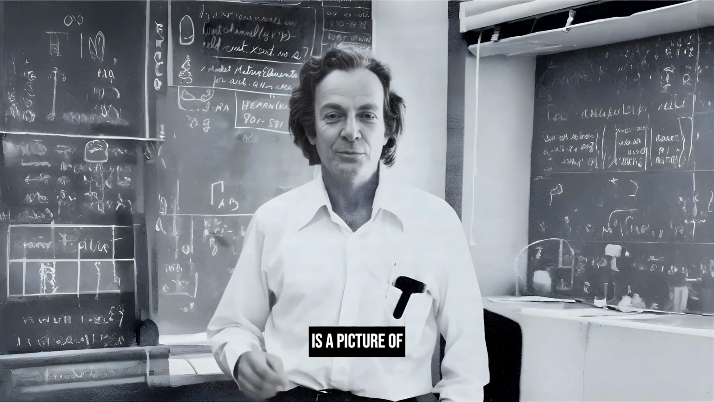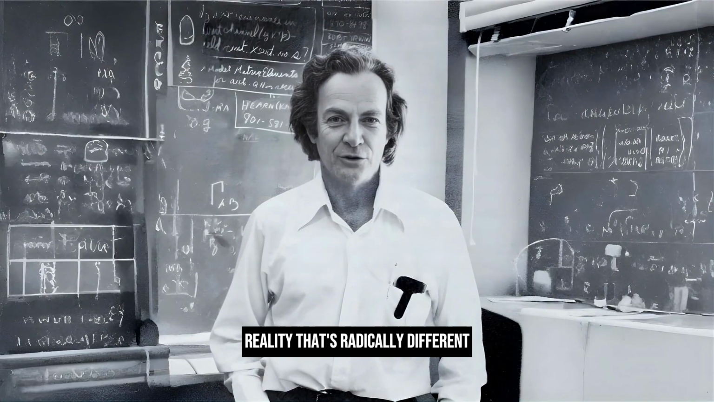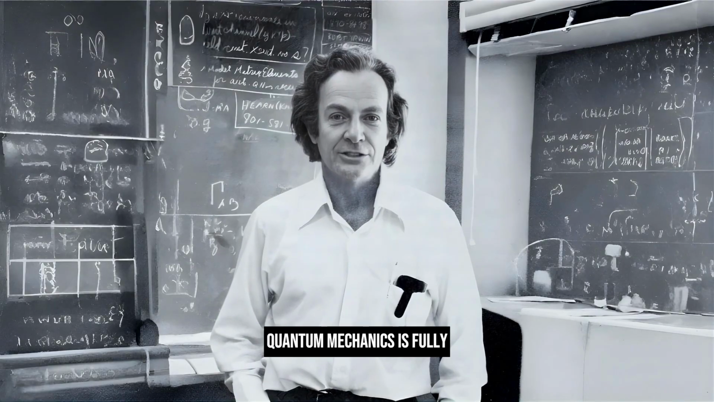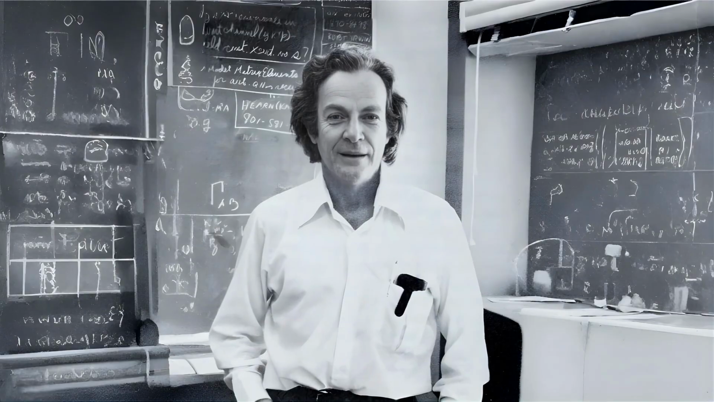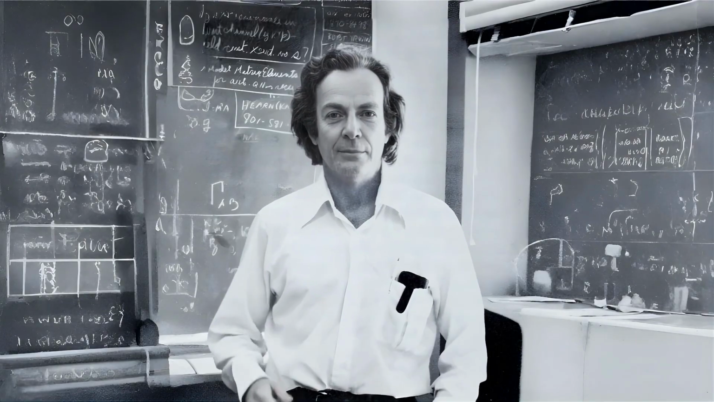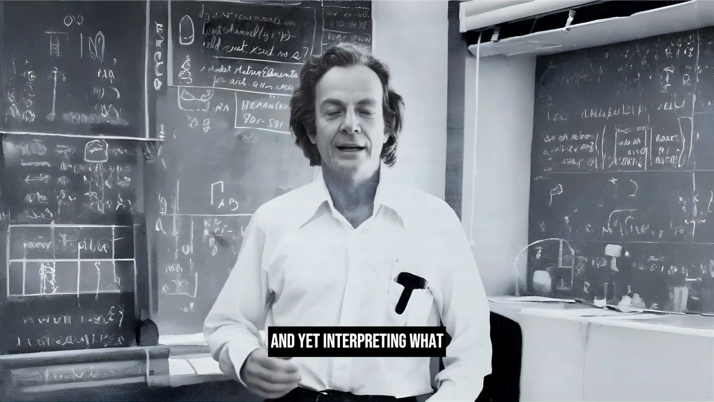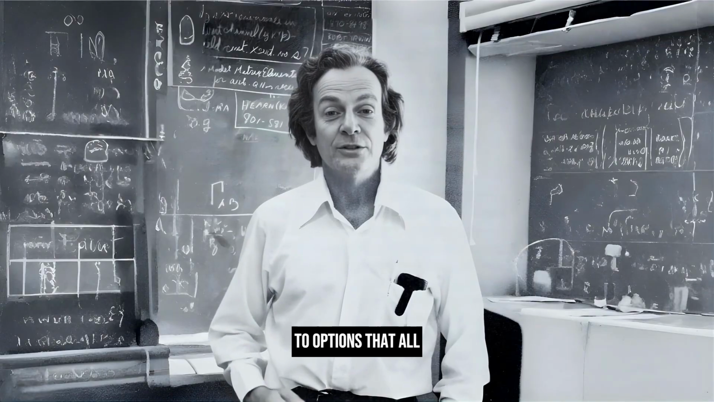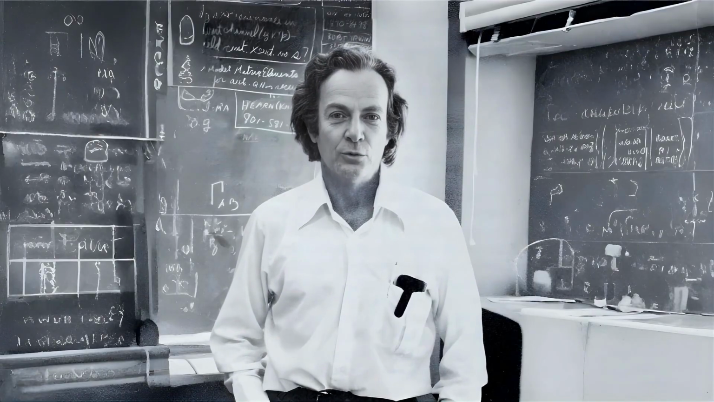What we're left with is a picture of reality that's radically different from common sense, but not arbitrary or mystical. Quantum mechanics is fully mathematical and predictive. It works. It's the most successful physical theory ever created by any metric you choose. And yet, interpreting what it means about the nature of reality leads to options that all sound bizarre in different ways.